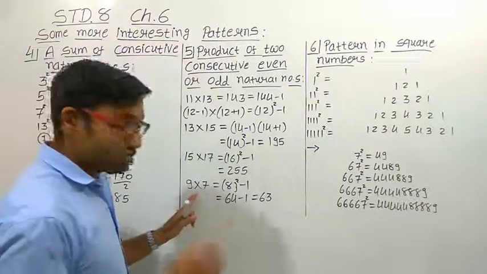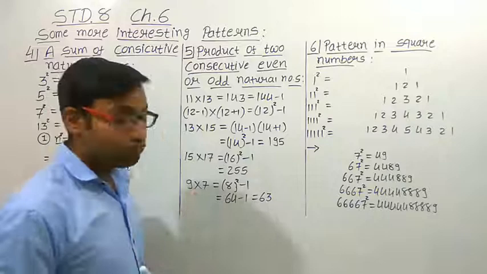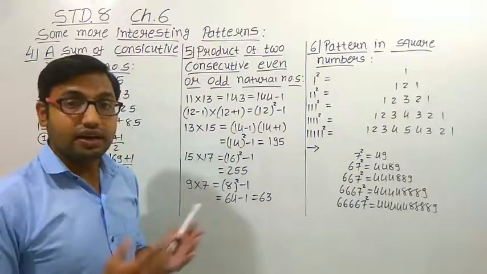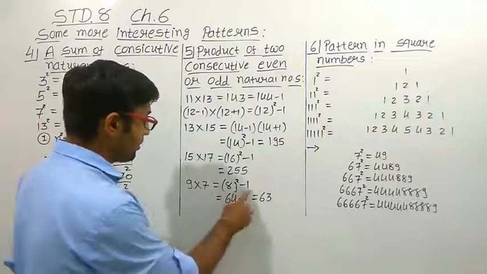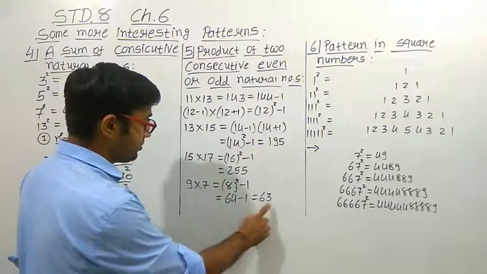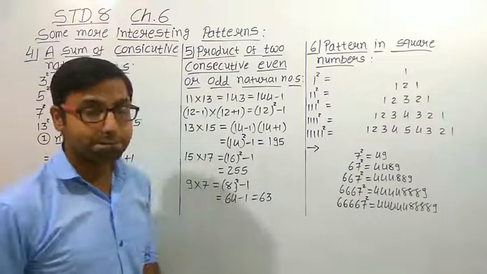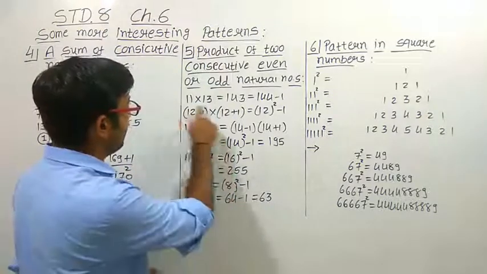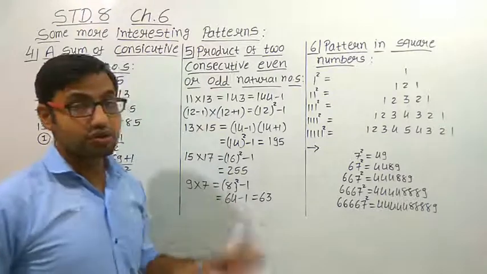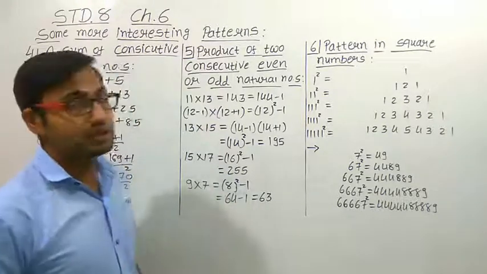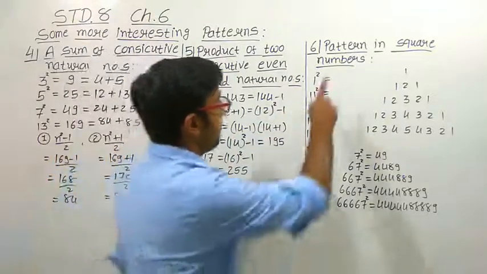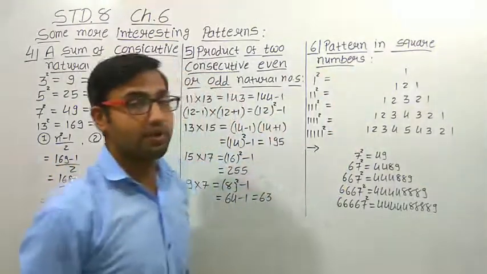Okay, now consider the smaller numbers 7 and 9. In between 7 and 9, which natural number is there? 8. So 8 square minus 1, 8 square is 64, minus 1, that is 63. Got it? So whenever we want to find the product of any two consecutive odd numbers, we can use this pattern. Right? Now consider the sixth pattern, that is the pattern in square numbers.